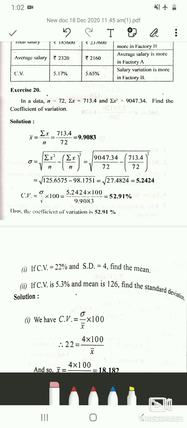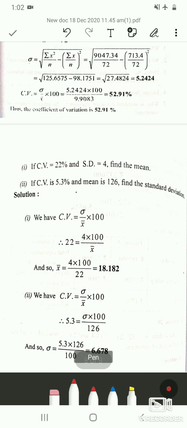Let's see how they can ask the CV questions in other formats. The first sub question is, if coefficient of variation is 22% and standard deviation is 4, then you have to find out the mean. And in the second sub question they have given the value of coefficient of variation as 5.3% and the mean value as 126. You have to find out the standard deviation. These are easy problems. They may ask for 2 marks also.